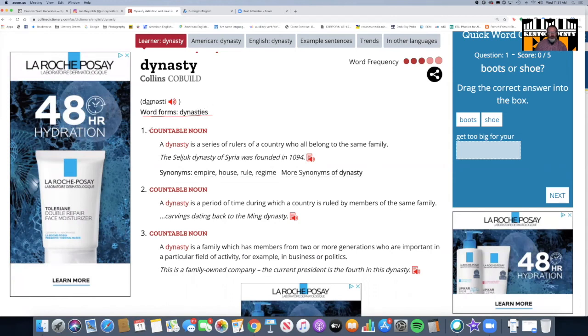And again, looking at definition number 1, they say here a dynasty is a series of rulers of a country who all belong to the same family. So notice that definition is maybe a little different from the Learner's Dictionary, but it belongs to the same family, so probably a long time. And then again, notice the example here. The Seljuk dynasty of Syria was founded in 1094.